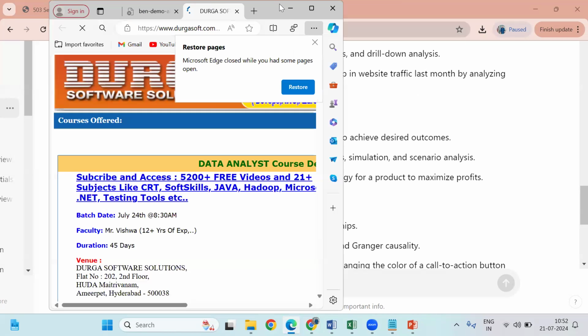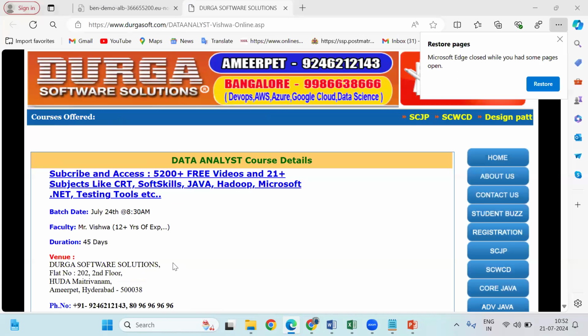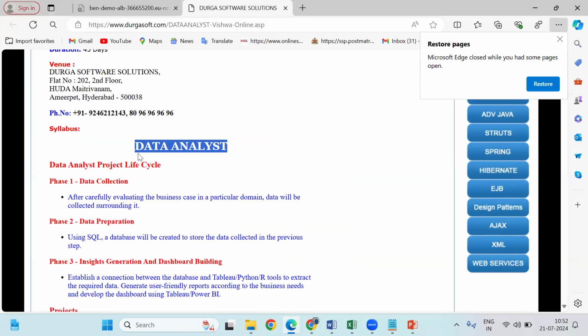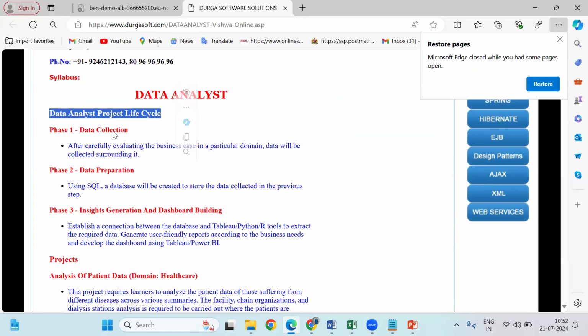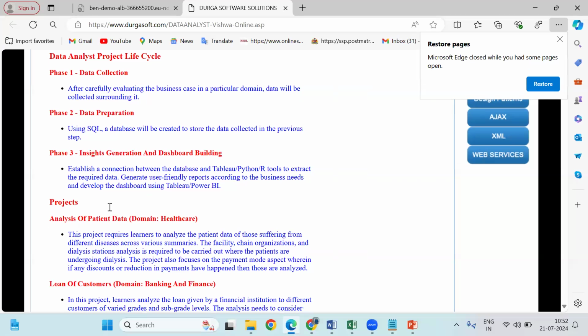What are the tools I'm going to cover here? Please check on this. It's a complete 45 days of our class: the data analysis project lifecycle, data collection methods, data preparation methods, insights generation, and dashboard building.